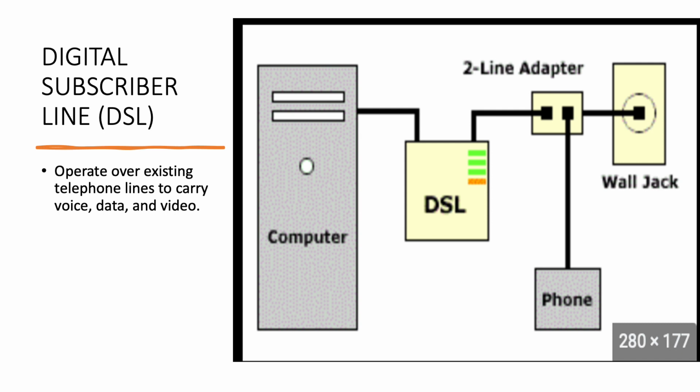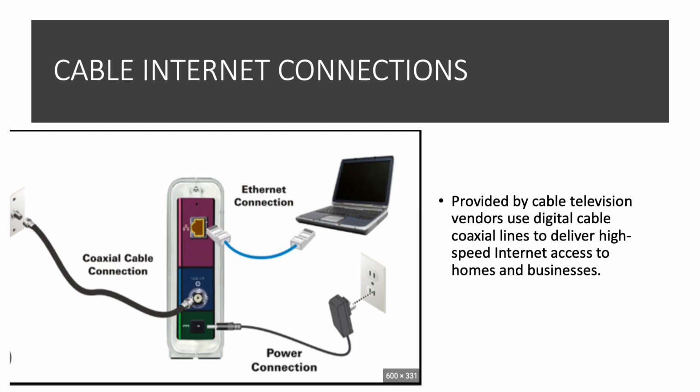Digital Subscriber Line, or DSL, operates over existing telephone lines to carry voice, data, and video transmission. The cable internet connections provided by cable television vendors use digital cable coaxial lines to deliver high-speed internet access to homes and businesses.